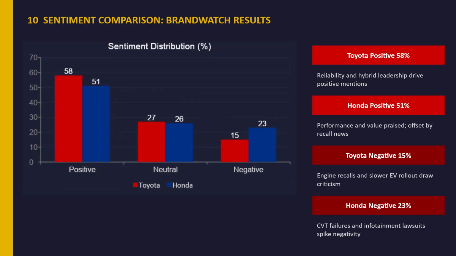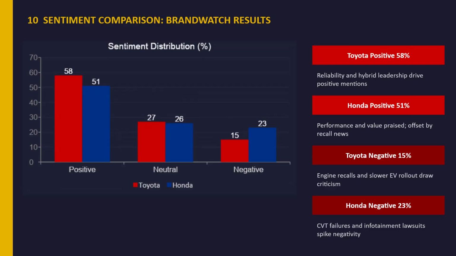Honda, by contrast, comes in at about 51% positive, still a majority, but 7 percentage points behind Toyota. Honda's neutral mentions are similar at 26%, but the real story is in the negative column. Honda logs 23% negative sentiment, that is more than 8 percentage points higher than Toyota. In social media terms, that is a significant gap.